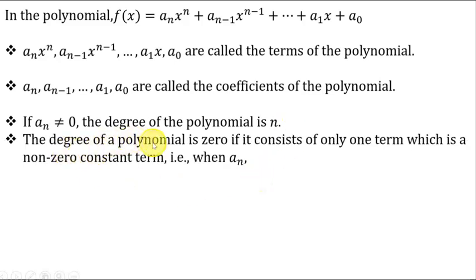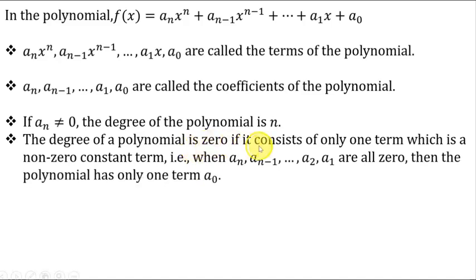The degree of a polynomial is 0 if it consists of only one term, which is a non-zero constant. That is where a_(n-1) up to a_2, a_1 are all 0, then the polynomial has only one term, which is a_0. For example, here we will take 7. This is the constant term. Okay. And its degree is 0.